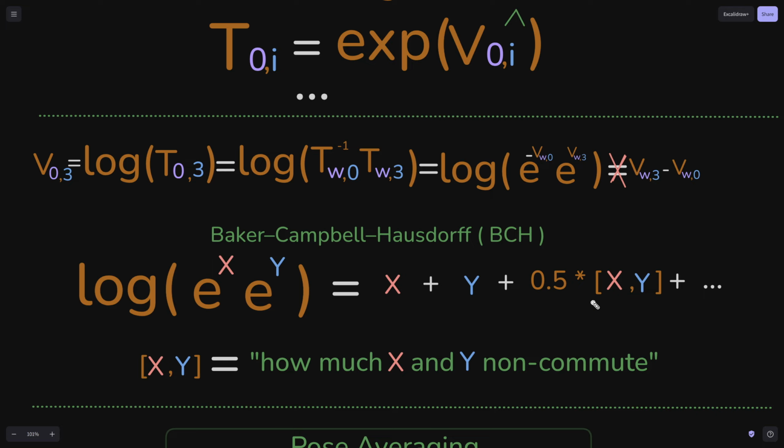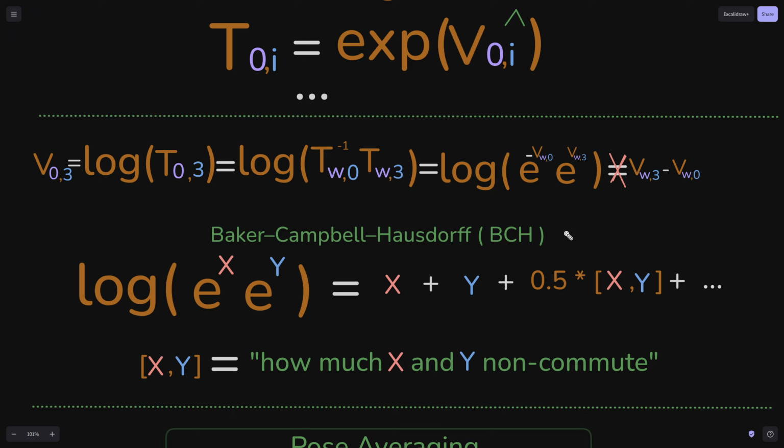Good. So anyways, what does this mean? This means that if you want to do this logarithm, you have a linear approximation that is x plus y, okay, but the whole thing has a lot of non-linearities. These are the non-linearities of the manifold in Lie groups, okay? And the non-linearities are driven by how it commutes, okay?